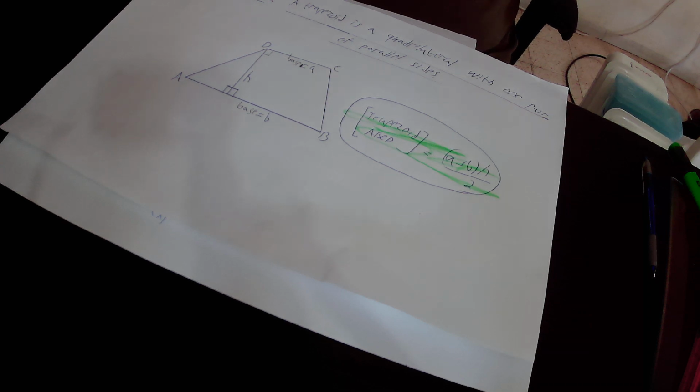So in conclusion, the area of this trapezoid ABCD equals a plus b times h over 2. a and b are the two bases of this trapezoid, and the two bases are parallel to each other. The height h must create 90 degrees with the two bases. Repeat again, the area of this trapezoid ABCD equals a plus b times h over 2.